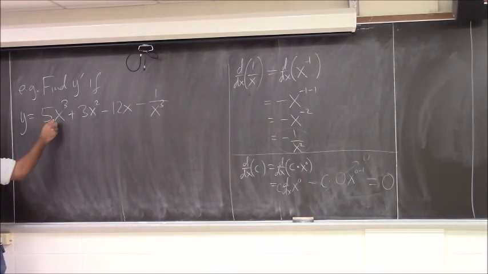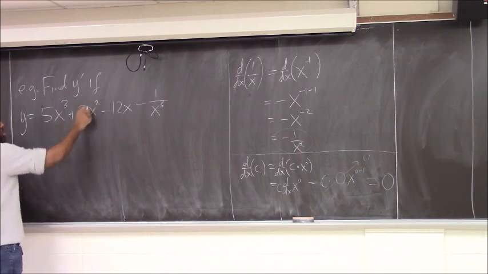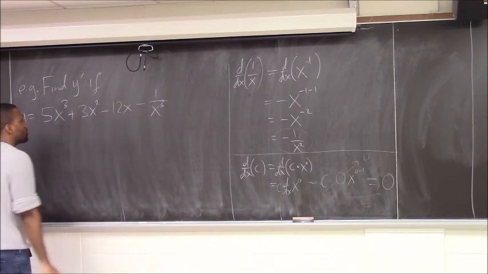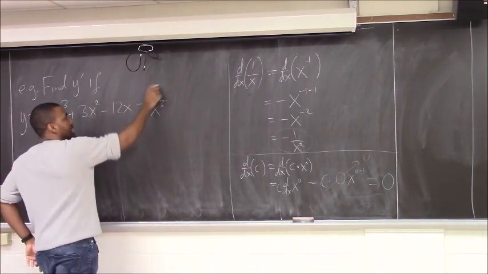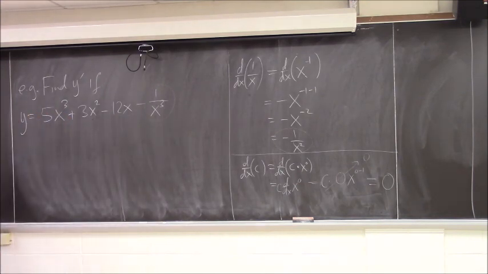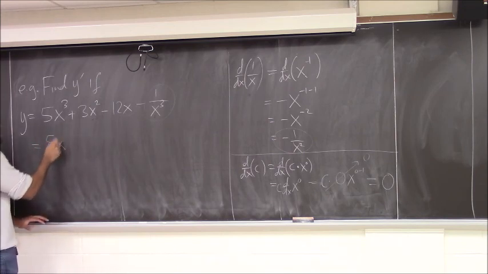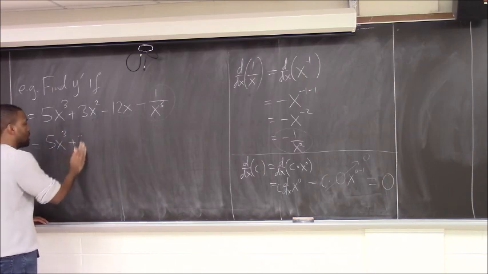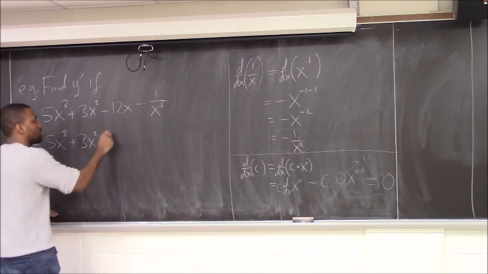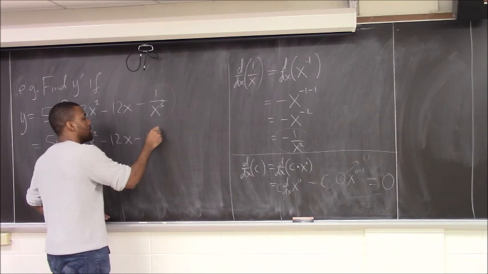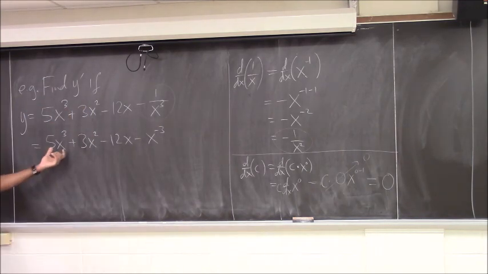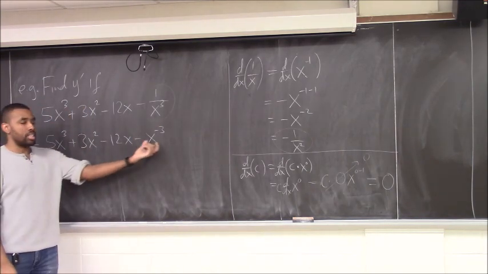Because, one, you can see that each of these is in the form for the power rule. Well, this one kind of is messing up. It's a fraction. How can I deal with that? It's x to the negative 3. So I could rewrite this at first: 5x cubed plus 3x squared minus 12x minus x to the minus 3. Now all of these functions look like x to the n.